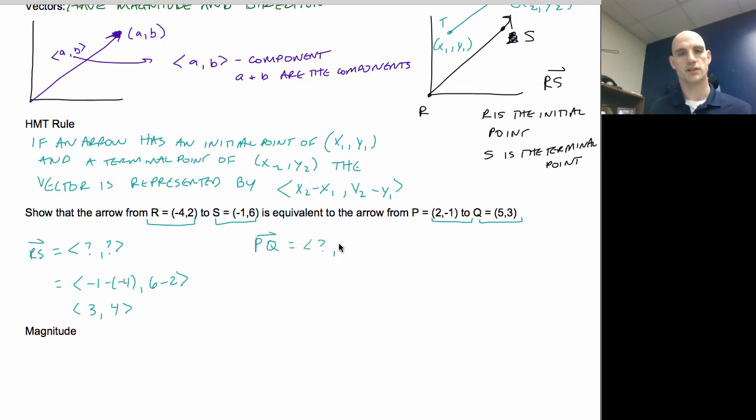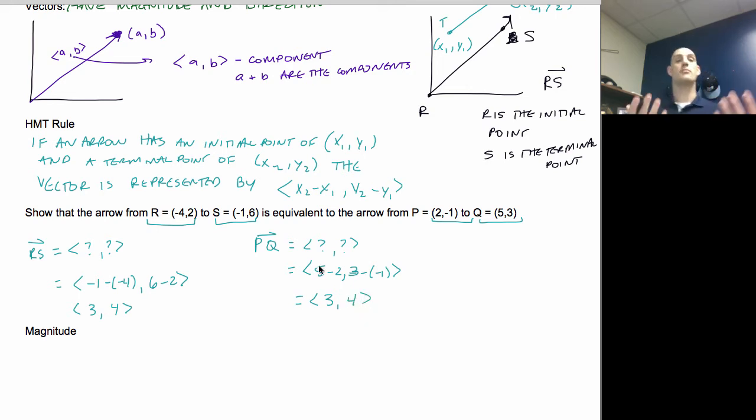PQ is going to be equal to, we don't know yet, so let's figure it out. Let's figure out that component form using our head minus tail rule. So here we go. 5 minus 2, that one looks pretty good. And then 3 minus a -1. So we end up with 3, comma, 4. They have the same components, which means the vectors are equivalent. Okay, these are equivalent vectors.